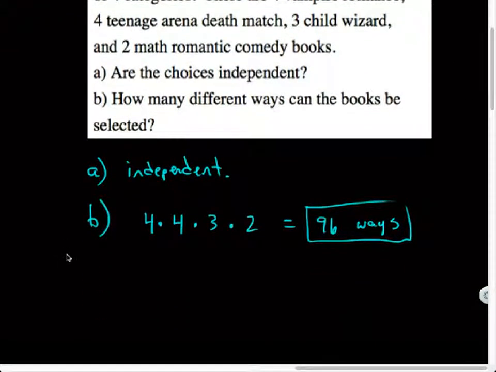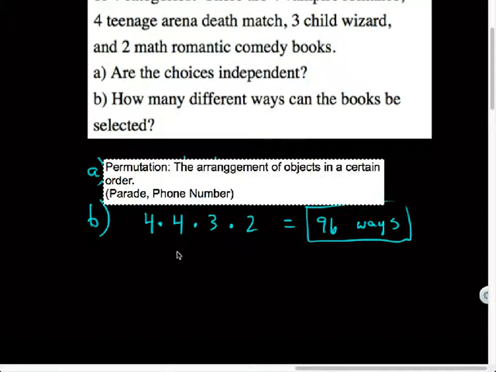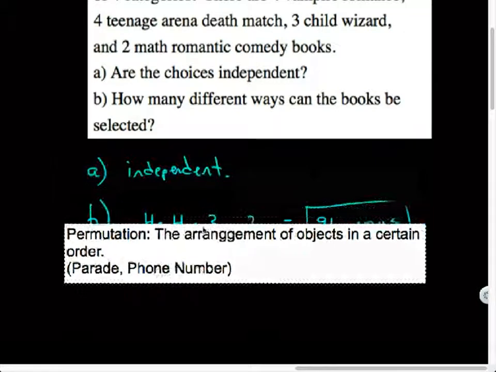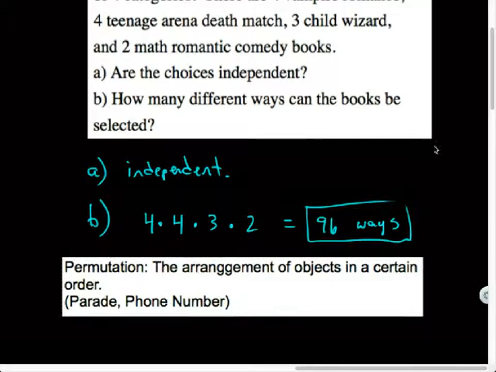All right? And so for permutations, I'm not able to copy this down because you're going too fast. Don't worry. Just write down the little example summary. I'm trying to, but you're going too fast.